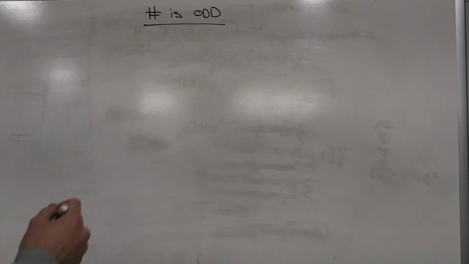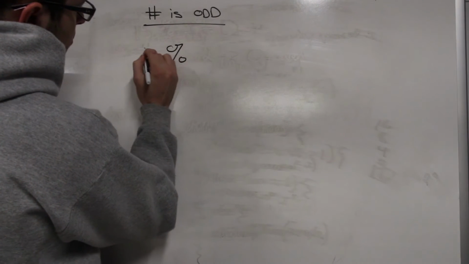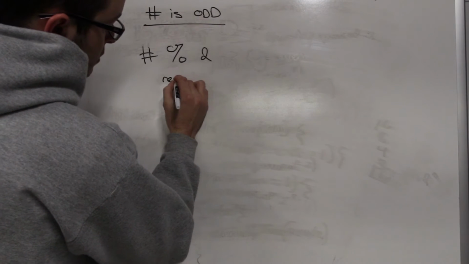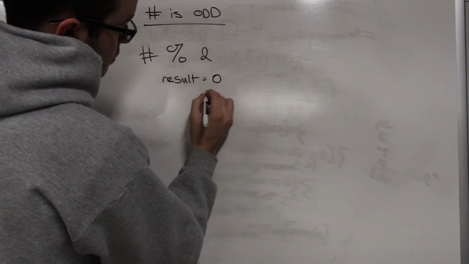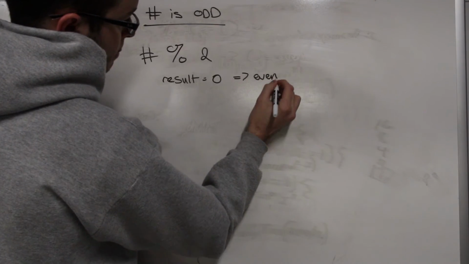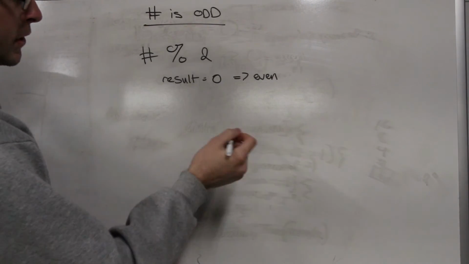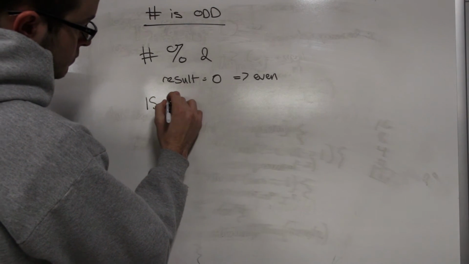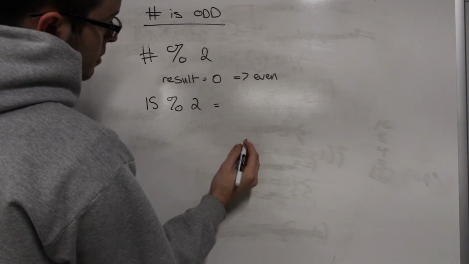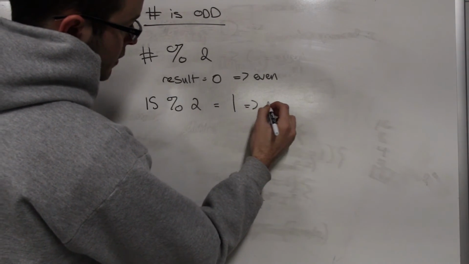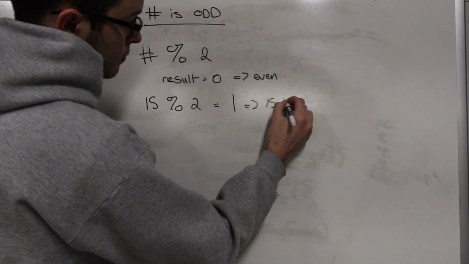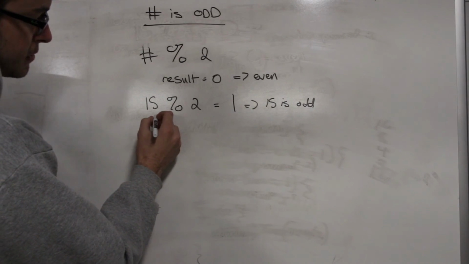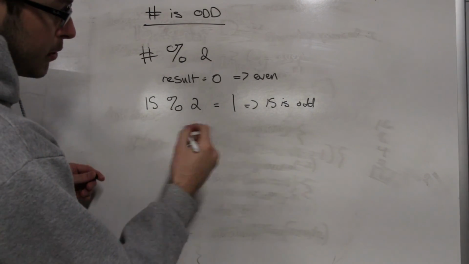To determine if a number is odd, simply take the modulus of that number by 2. And if the result is 0, then it is an even number. If the result is anything else, then it is odd. So if you had 15 mod 2, your result would be 1. Therefore 15 is an odd number. Essentially, modulus is taking the division of it and the output is your remainder.